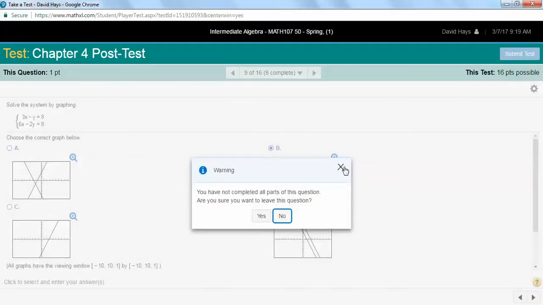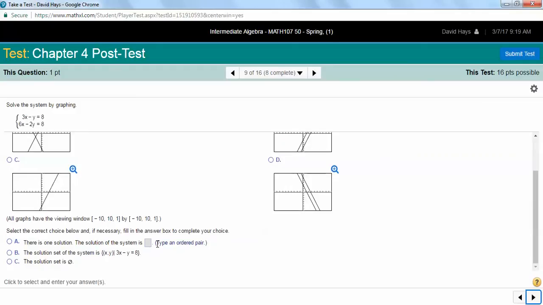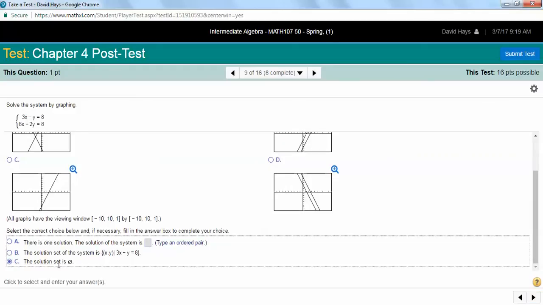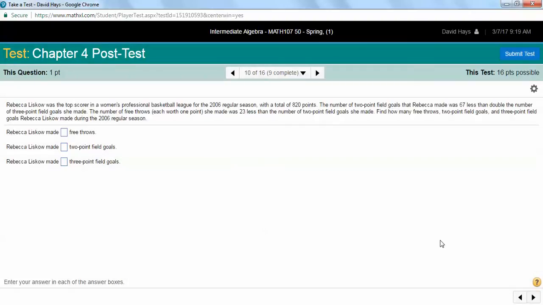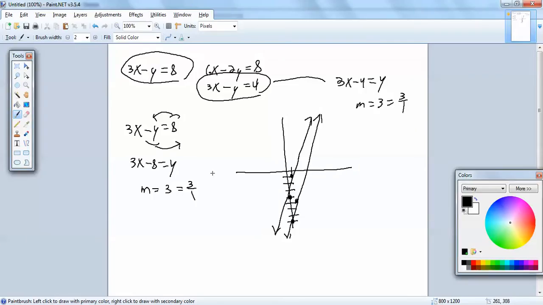Oops, what did I do? Are you sure I want to leave this question? No. Okay. Solution is the empty set. Doesn't intersect at all. Let me clear this off.